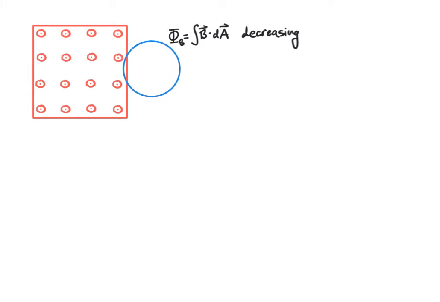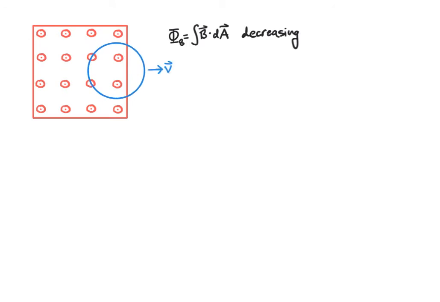But if we keep on pulling the loop to the right, eventually it starts to leave the region with the magnetic field. That means the area through which the flux is passing is decreasing over time, which means the flux is decreasing over time until it eventually reaches zero. As long as the loop is completely within the region with the magnetic field, the flux is constant, so there's going to be no induced current through the wire. But once the ring starts to leave the magnetic field, the flux starts to decrease.